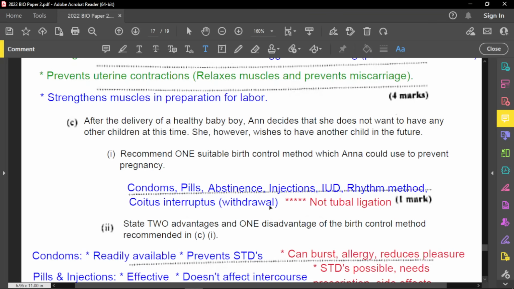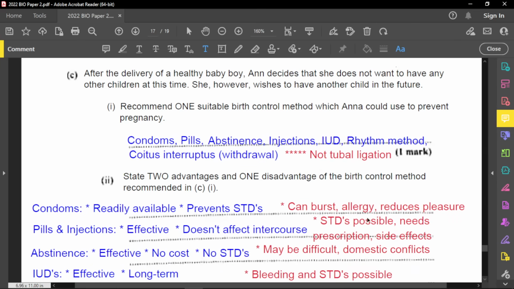So it said, recommend one suitable birth control method which Anna could use to prevent pregnancy. And so she could use a number of things, and they only want one. So condoms are suitable ones. Pills, abstinence. Well, if she's married, then that will cause some problems. We're going to talk about that later, though. Injections, IUD, rhythm method, coitus interruptus, which is withdrawal.